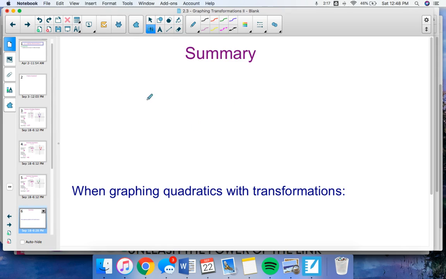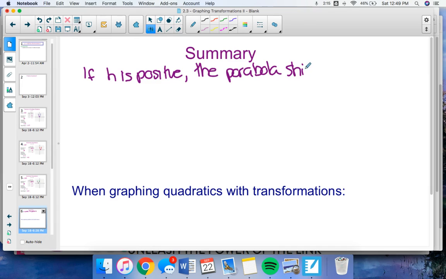So in summary, if h is positive, the parabola shifts h units to the right.